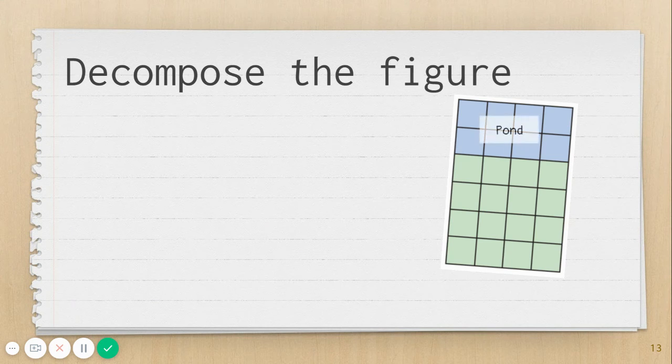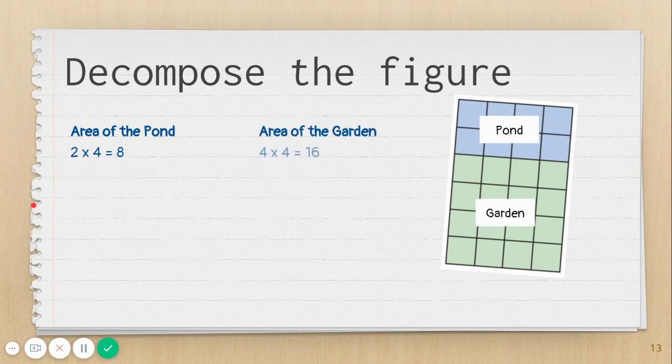First, you have to decompose the figure into pond and garden. Solve for the area of pond. With a length of 2 and a width of 4, that gives us an area of 8 square units. Now the garden, the area of the garden is a length of 4 and a width of 4, which gives us an area of 16 square units.